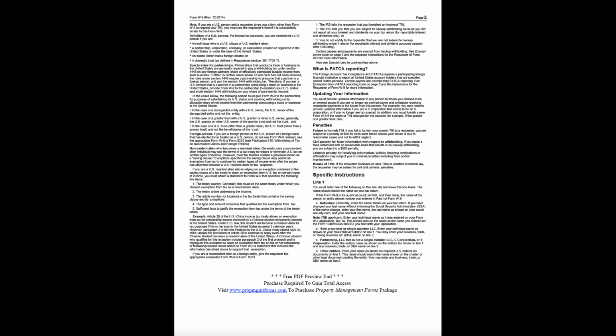the United States. In the case of a disregarded entity with a U.S. owner, the U.S. owner of the disregarded entity and not the entity. In the case of a grantor trust with a U.S. grantor or other U.S. owner, generally, the U.S. grantor or other U.S. owner of the grantor trust and not the trust, and in the case of a U.S. trust, other than a grantor trust, the U.S. trust, other than a grantor trust, and not the beneficiaries of the trust.